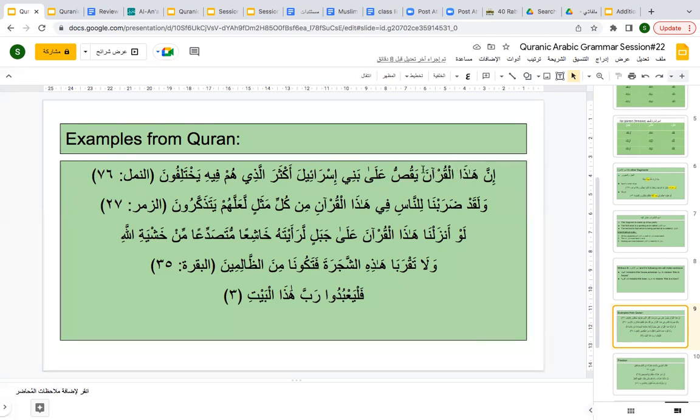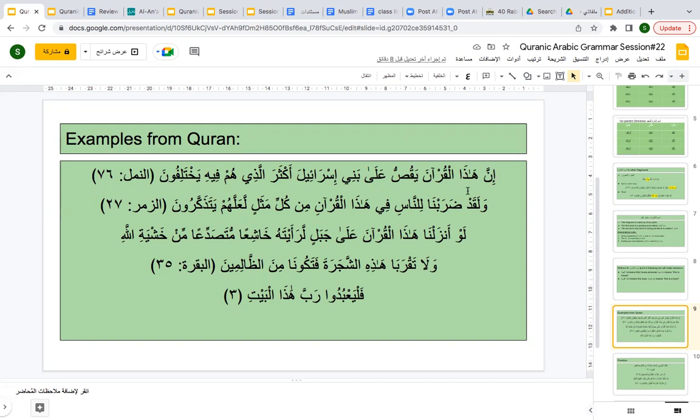If Quran was not there, even if Quran was not there, I could figure out the status of Haza. How? Why is it nasb? That's the question. Because of inna. Inna made Haza nasb. Everyone with me so far?